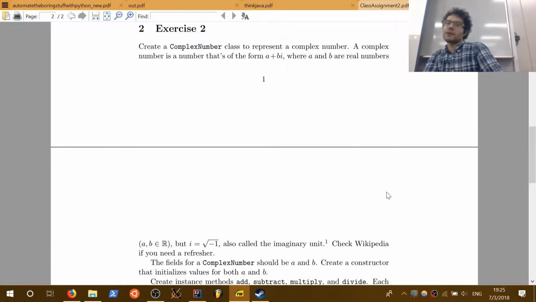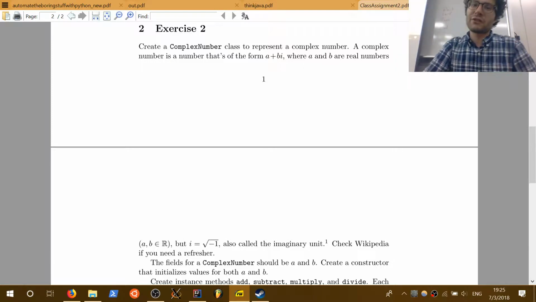So a complex number is basically a point on a coordinate plane. You've got the real number coordinate plane, and then you've got the complex number coordinate plane. A complex number is a number of the form a plus bi, where a and b are real numbers, but i is the square root of -1.